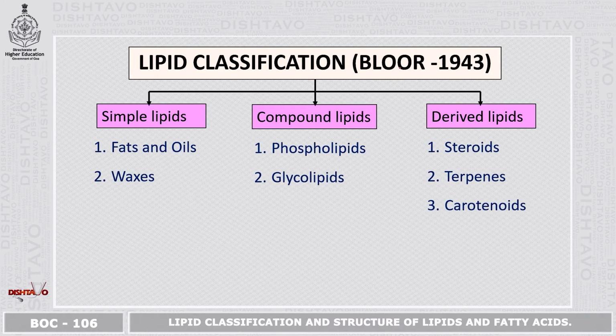Bloor is the name of a biochemist. In the year 1943, he did the classification of lipids, and he classified lipids into 3 categories: simple lipids, compound lipids, and derived lipids. In today's module, we are going to discuss all these. Under simple, we have fats and oils, and waxes. Under compound, we have phospholipids and glycolipids. And under derived, we have steroids, terpenes, and carotenoids.